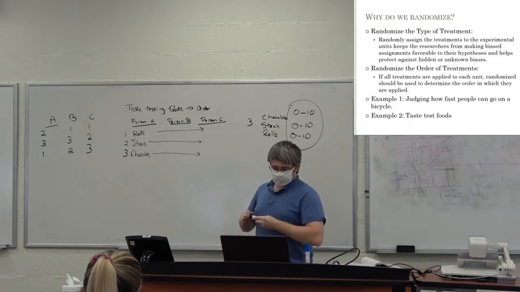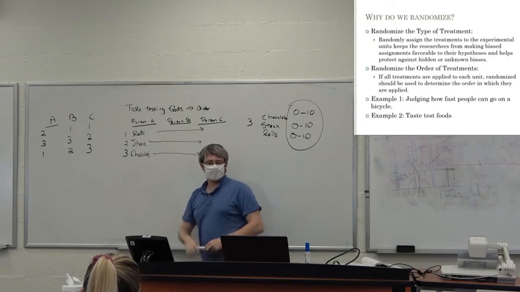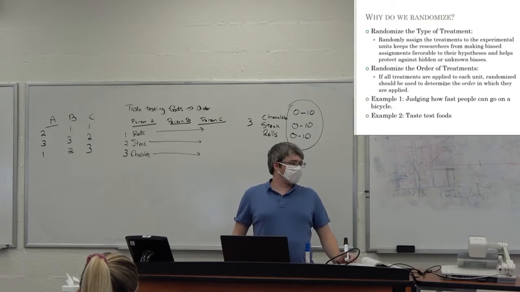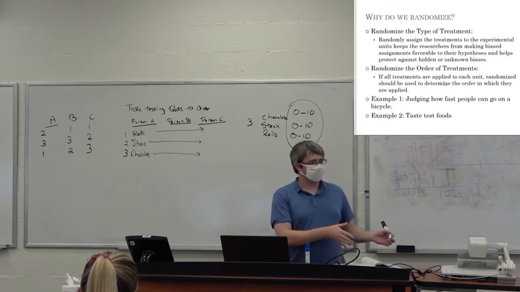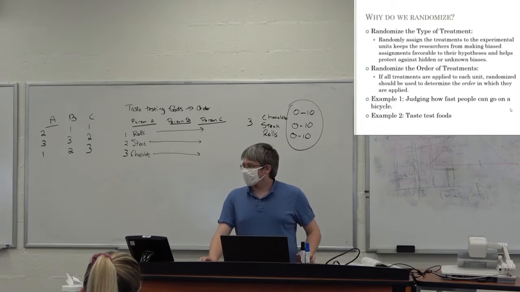And so for these treatments, which would be the foods right here, you need to determine the right order. If there is a right order, you do that one, and if not, then you randomize it. Does that make sense?